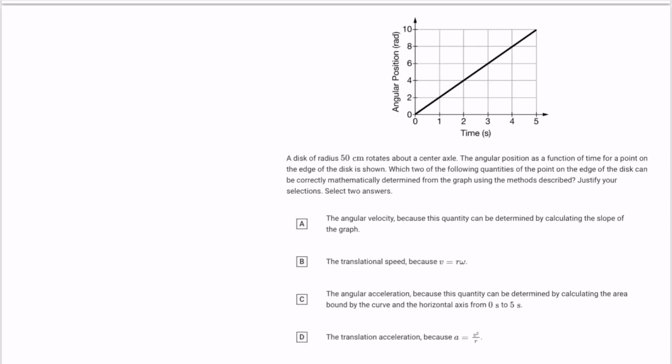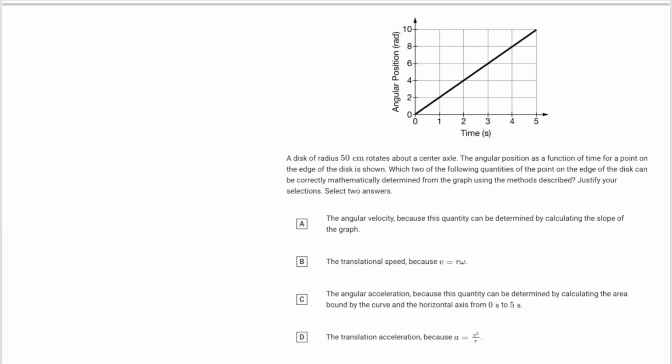Here we have a graph that plots angular position versus time. And it looks like on the graph we're starting from 0 and our position is changing with respect to time in a constant manner. So that means we have some velocity, but we have no acceleration. That's what you should be thinking as soon as you see this kind of graph.